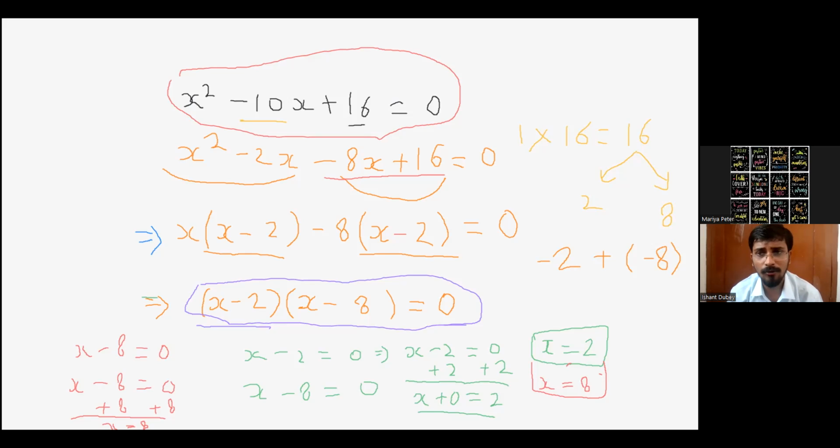Any doubts? No. Okay. The remaining methods we will see in the next class. We basically have 5 methods. Today we have seen factorization. The remaining are the square method and the square root method.